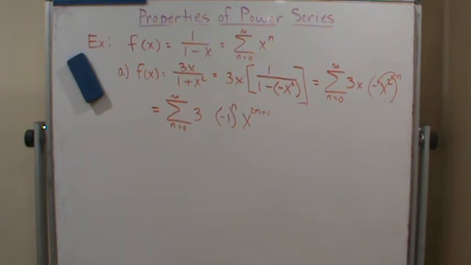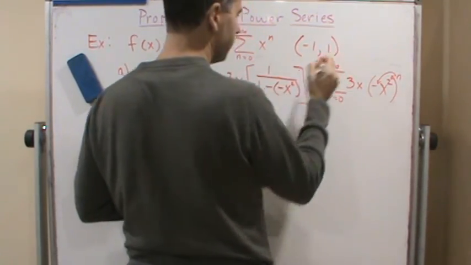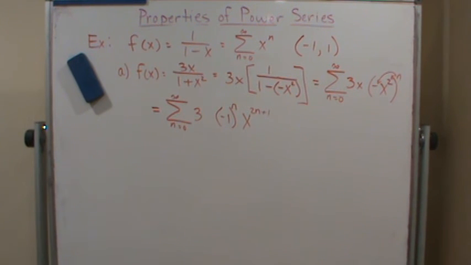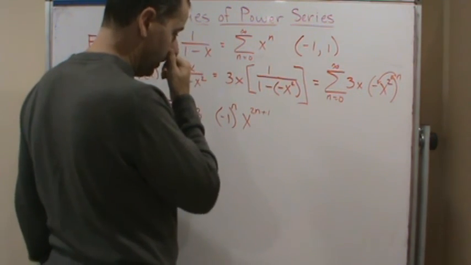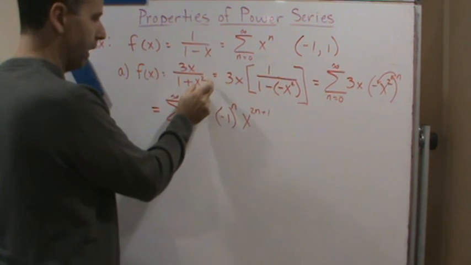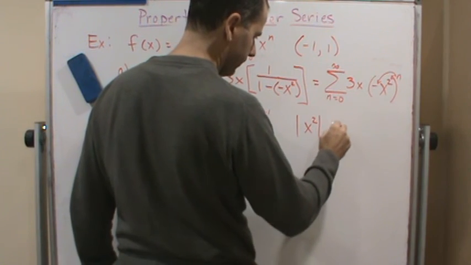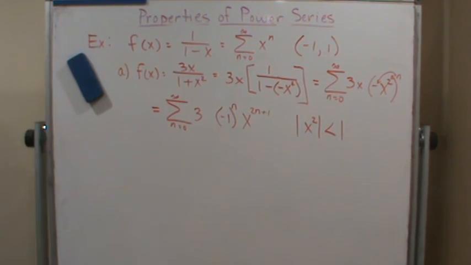Now, if we go back and look at the interval of convergence for the original series, the interval of convergence is negative 1 to 1. The radius of convergence is 1. So the interval of convergence for the new series is going to be the set of real numbers x such that the absolute value of x is less than 1, or x squared, I should say. And therefore, the interval of convergence is going to be the same, negative 1 to 1.